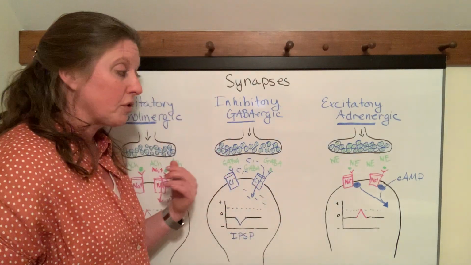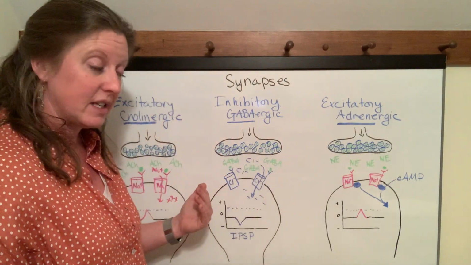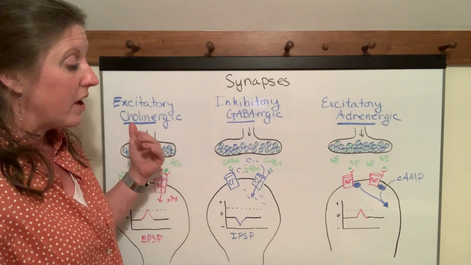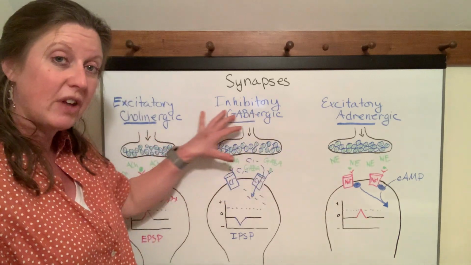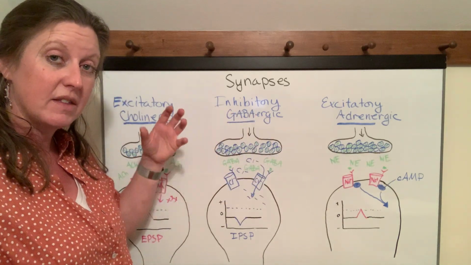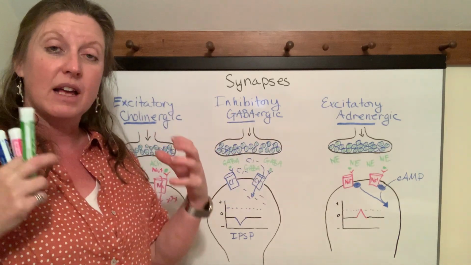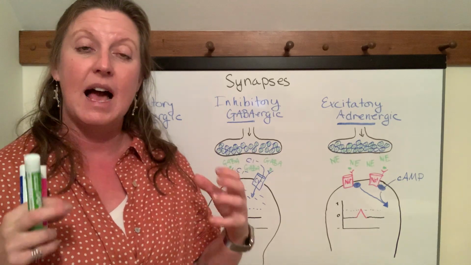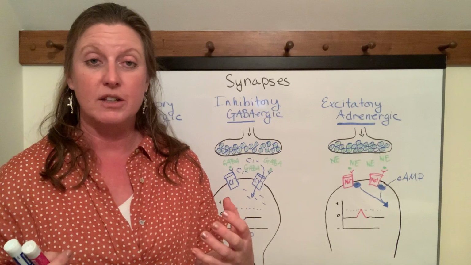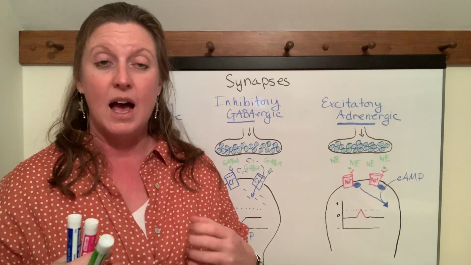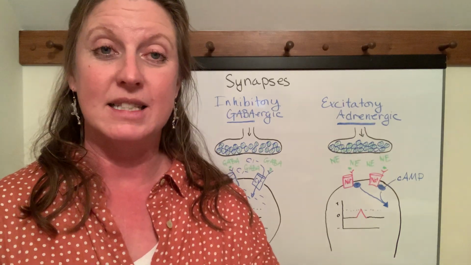So these are just 3 examples of synapses, and any one postsynaptic neuron could have multiple types of synapses connecting with it. And that's what we're going to talk about next: how does that postsynaptic neuron decide whether to have an action potential or not, especially when it has many synapses?